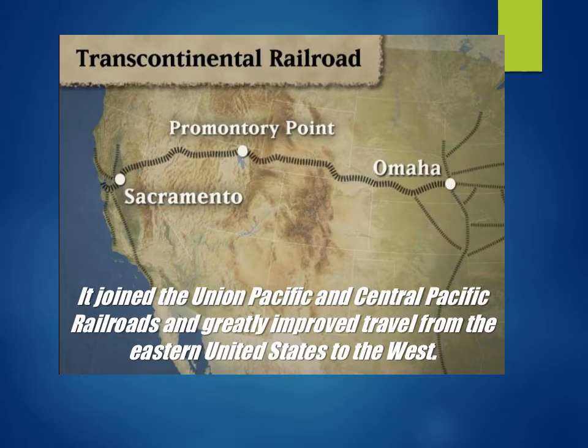And the groups of people that helped with that were Chinese people. There were thousands of Chinese people who came to the United States in that area, and they did the really difficult work of dynamiting through the mountains and laying the tracks through that very difficult area. But they came together at Promontory Point.